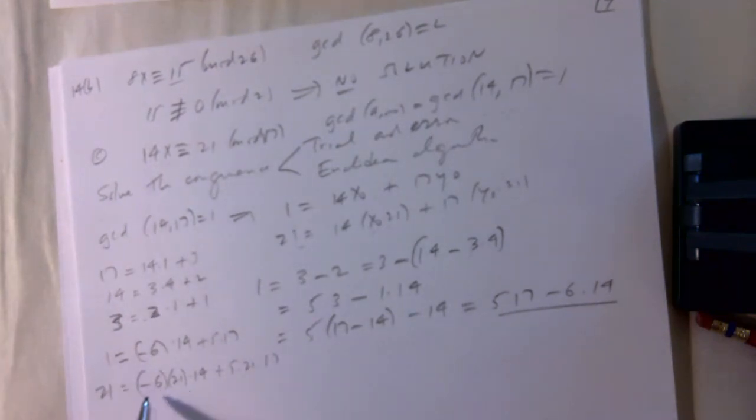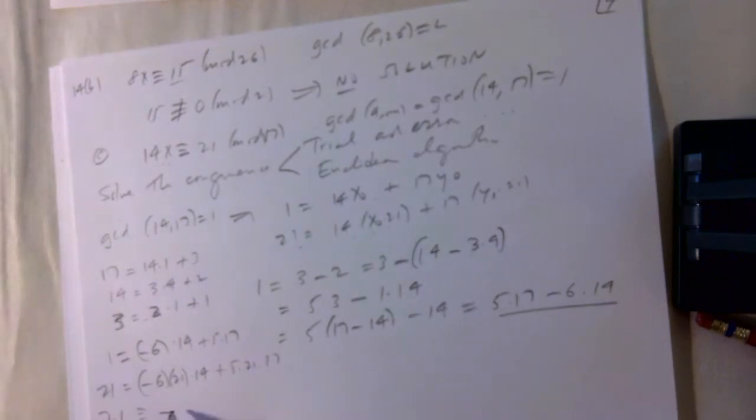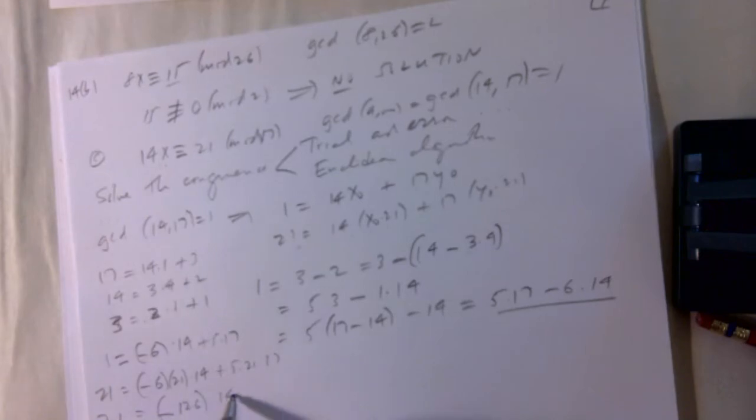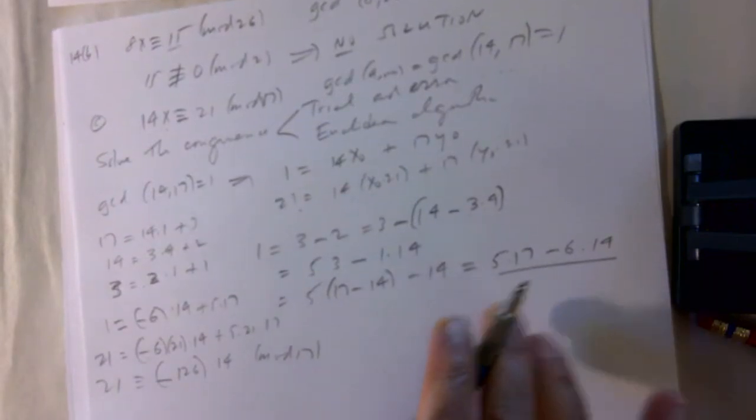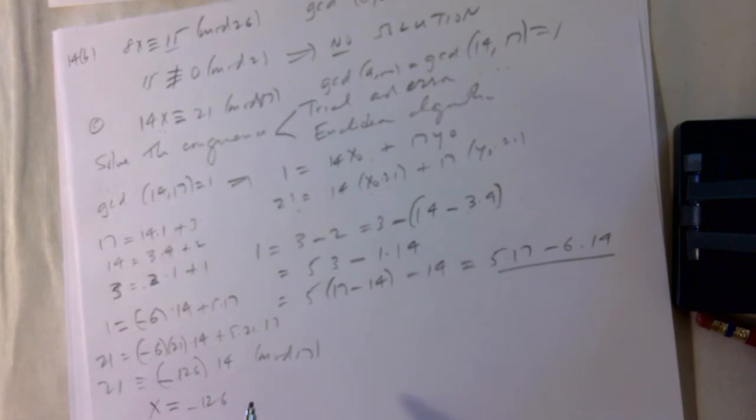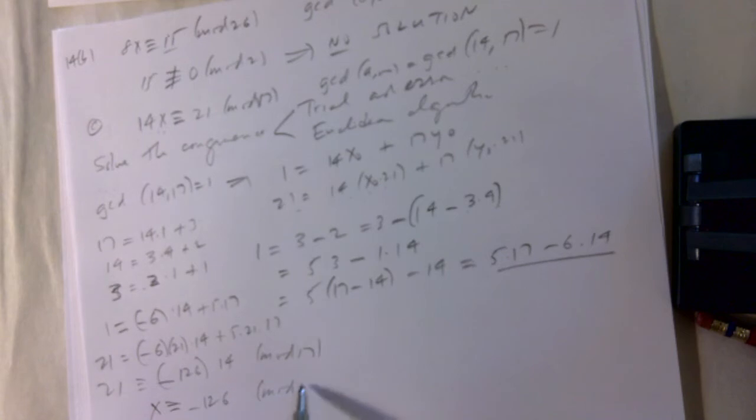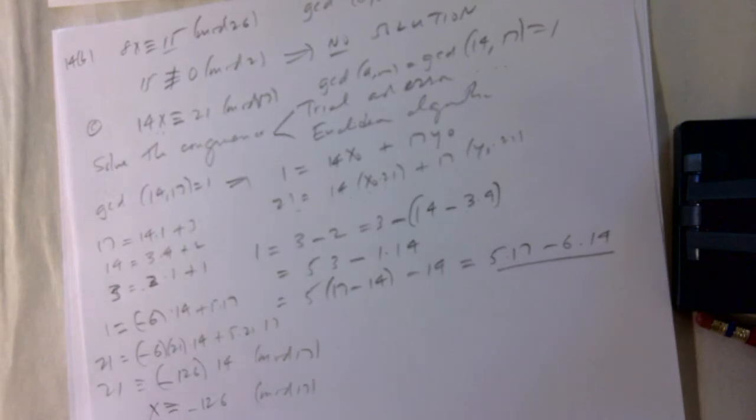In other words, 21 is congruent to minus 126 times 14 mod 17. So one solution of the congruence is x equals minus 126, or anything congruent to minus 126 mod 17. What's the least non-negative residue of minus 126 mod 17?